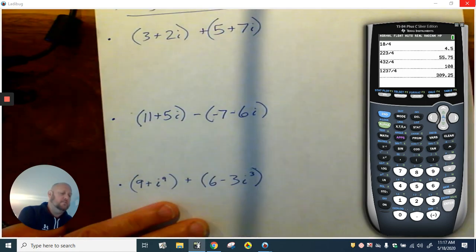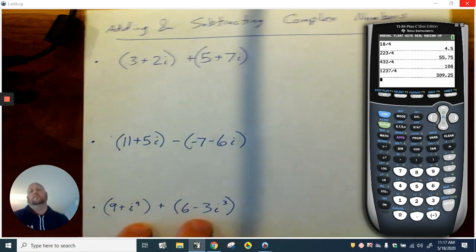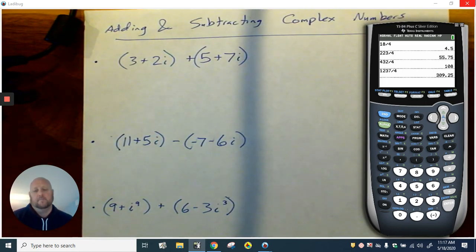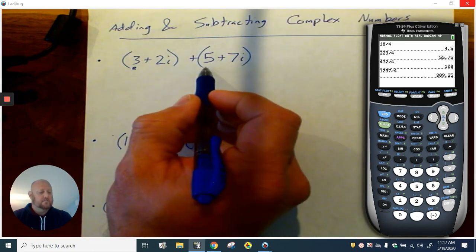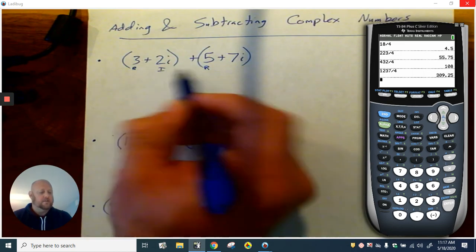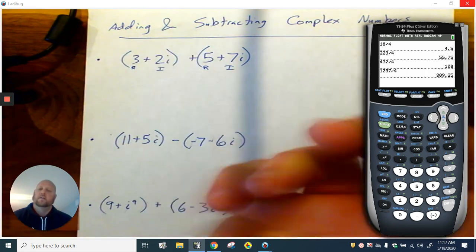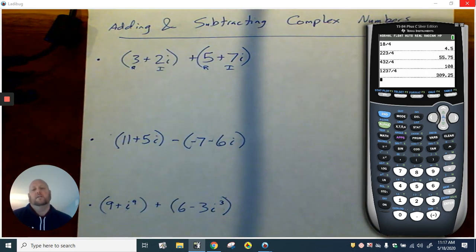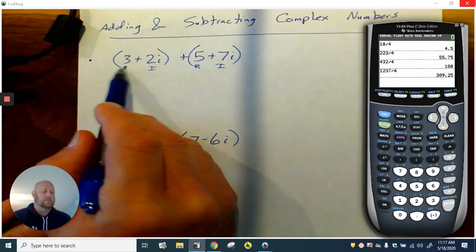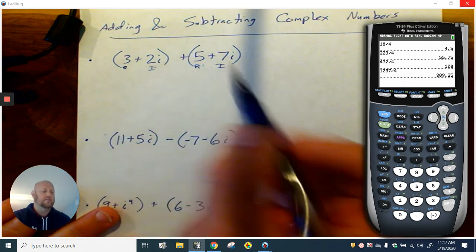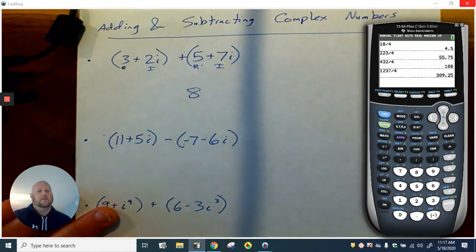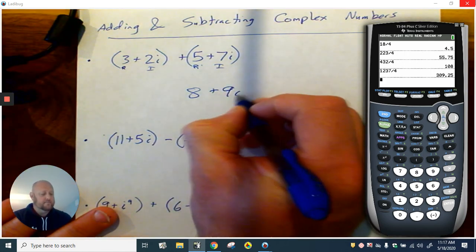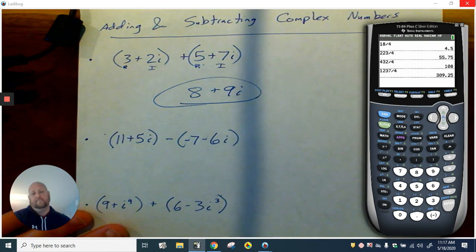But the title of the subject was to add and subtract complex numbers. This is as easy as it really gets. If you just remember there's a real part, here's my real part, here's my real part over here, here's my imaginary part, here's my imaginary part. This is exactly like you think it should be. You're just combining like terms. You combine the real portions, the 3 and the 5 make 8. You combine the imaginary parts, 2i and 7i is 9i. You're done. It really is that simple.